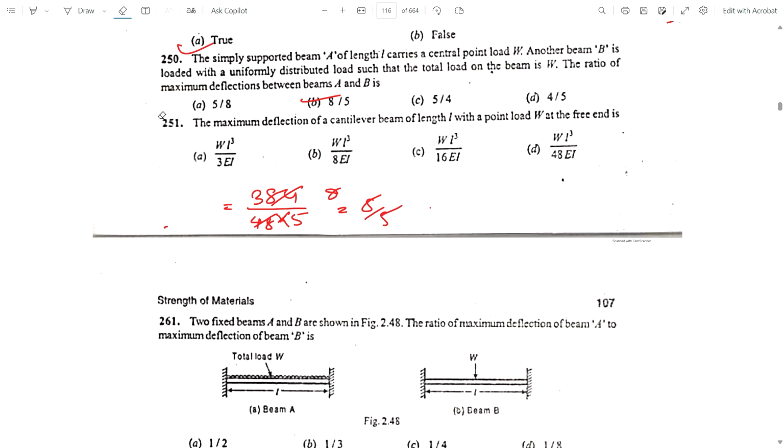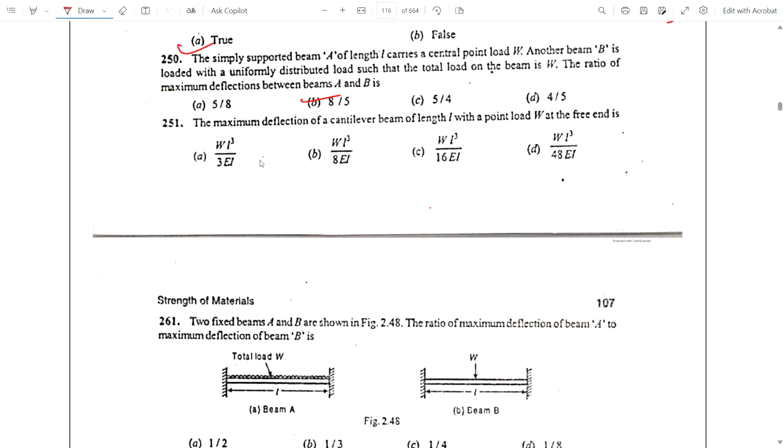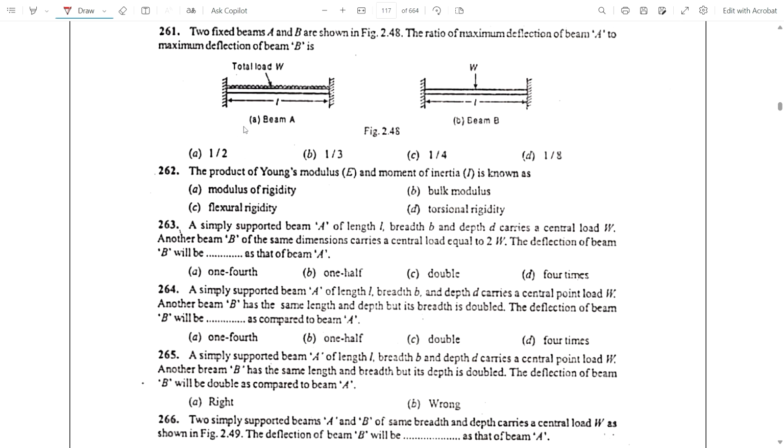Now solving question number 251: the maximum deflection of a cantilever beam with a point load at the free end. The question has come up again, so practice it. The deflection for a point load at the free end is WL cube by 3EI. Okay, now let's solve 261.